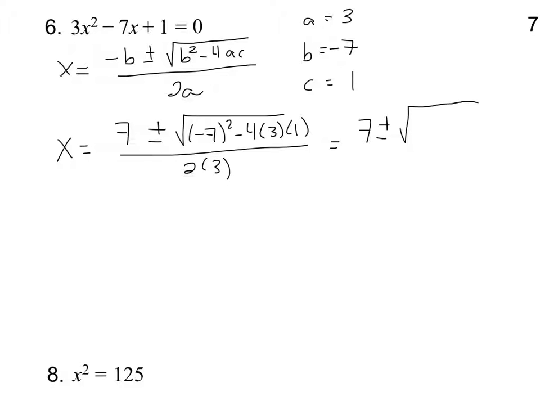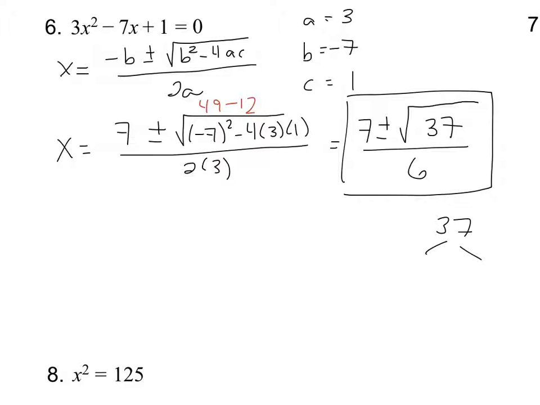So it's 7 plus or minus, so this discriminant, negative 7 squared is 49, negative 4 times 3 times 1 is negative 12. So if I subtract those, 49 minus 12 is 37 over 6. So the only question is, does this 37 break down? If you try to break down 37, is there anything that breaks into 37? No, it's prime. So these are just our two solutions: 7 plus root 37 over 6, 7 minus root 37 over 6. So on the test, it certainly could break down. We got kind of lucky here.